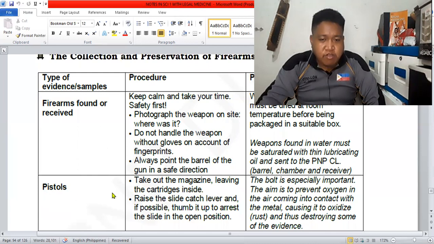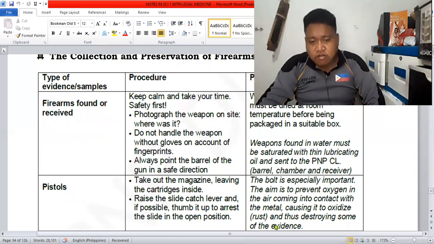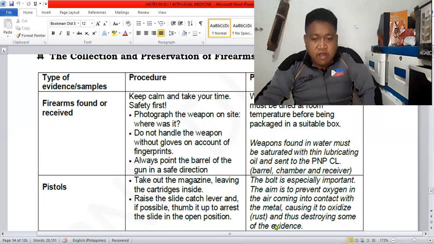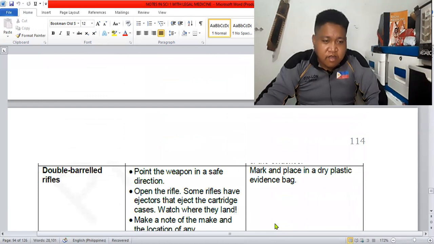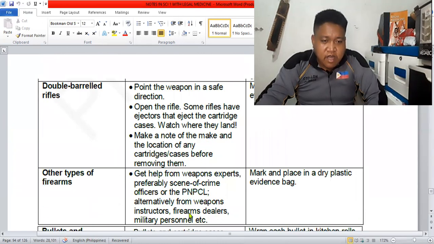The pistol naman, take out the magazine, leaving the cartridge inside. Yan, pag sinabing cartridge, that is ammunition that is live. Raise the slide catch lever and if possible, thumb it up to arrest the slide in the open position. Yan, para naka-open yan. Then the bolt is especially important. Okay? Double-barrel rifles, point the weapon in a safe direction. That's the same. Then other types of firearms.